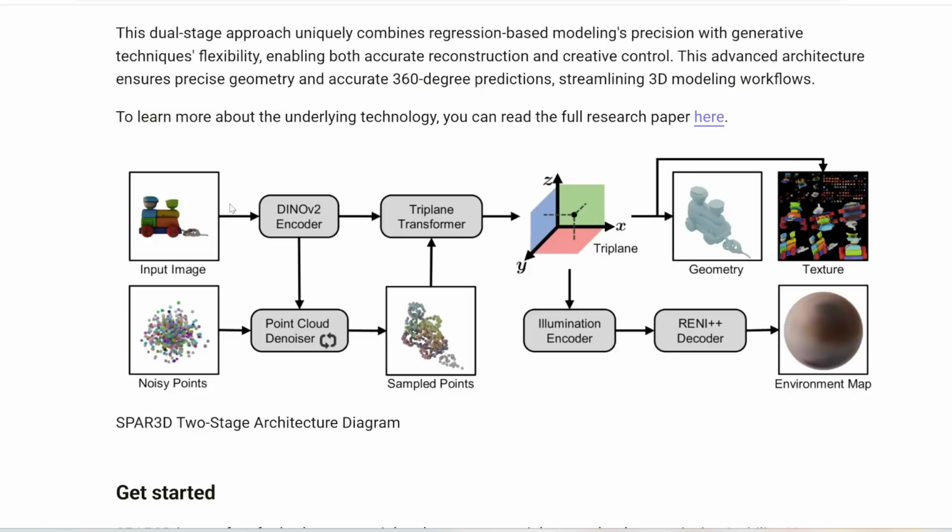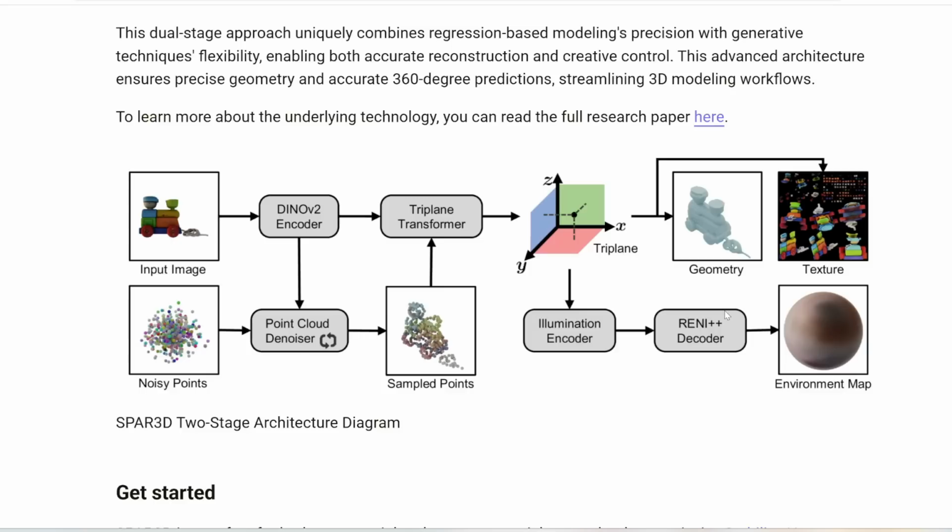In the first stage, your input image is decoded, and then it's run through this specialized point diffusion model, which is used to create a point cloud that captures the object's fundamental structure, like this. And then in the second stage, this triplane transformer processes this point cloud data along with the original image to create 3D data, and this includes things like the geometry and the texture and illumination of the object.